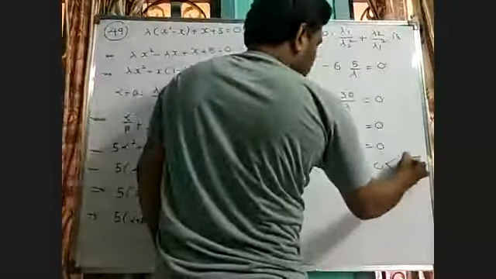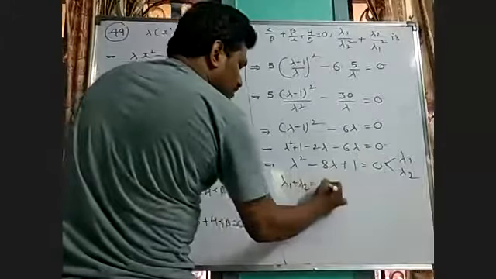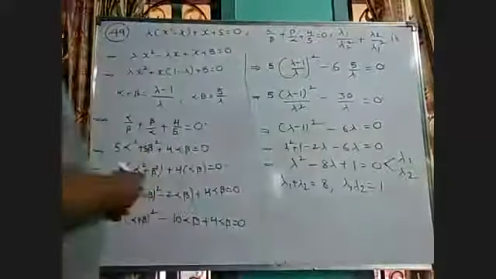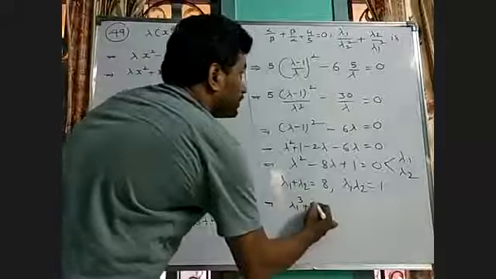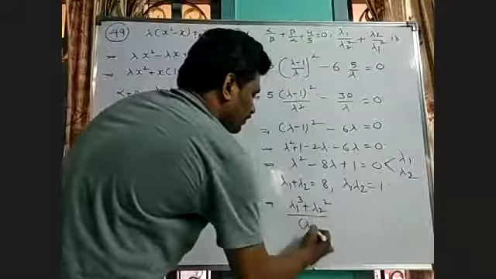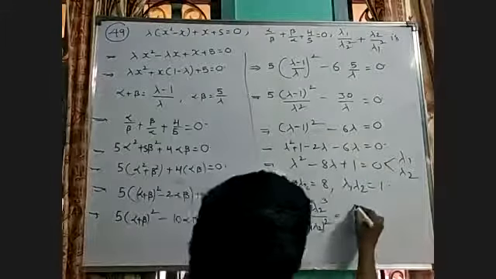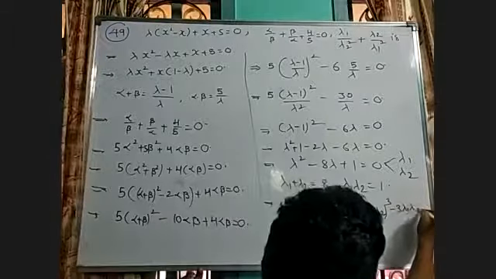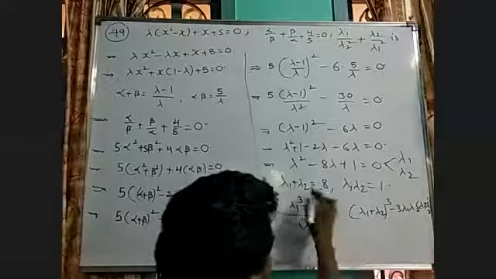Here I am taking lambda 1 and lambda 2 are the roots. If you take lambda 1 plus lambda 2 equals to 8, lambda 1 into lambda 2 equals to 1. Okay, 1 we are taking. In this, if you take lambda 1 whole cube plus lambda 2 whole cube by lambda 1 into lambda 2 whole square. Hence, this value is 1. That's why I am writing this into lambda 1 plus lambda 2 whole cube minus 3 lambda 1 lambda 2 into lambda 1 plus lambda 2. Here, by 1, that's why I am not writing. This value is what we get.